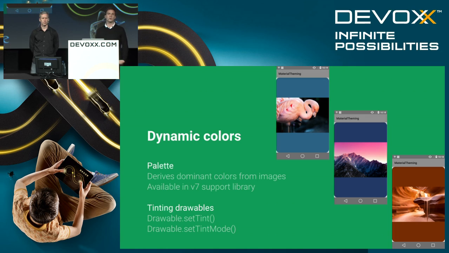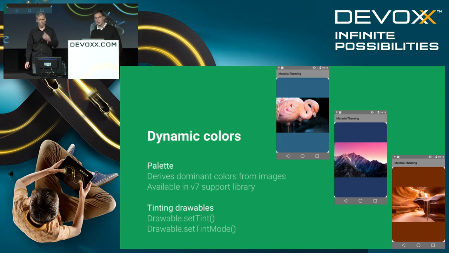So the support library, the V7 of the support library, comes with a new API called Palette that will extract a set of colors from a given bitmap. We'll again talk about that in more detail this afternoon, but it's a very simple API. You can use it in just a couple lines of code. And you have an example here on screen. So we have 3 images, and the background color was lifted from those images automatically by the Palette API.